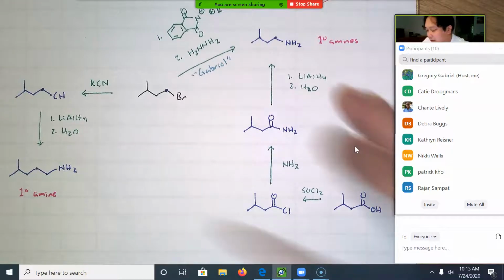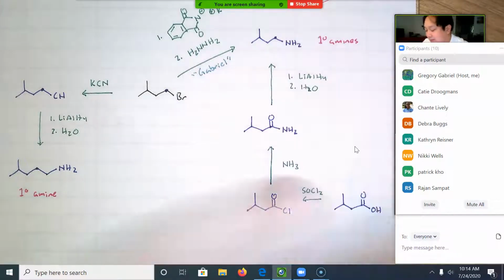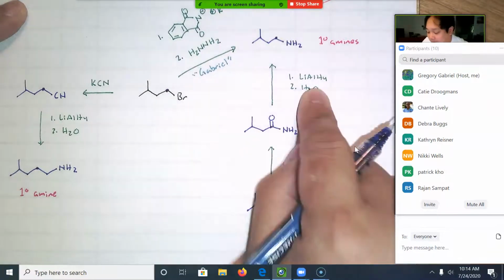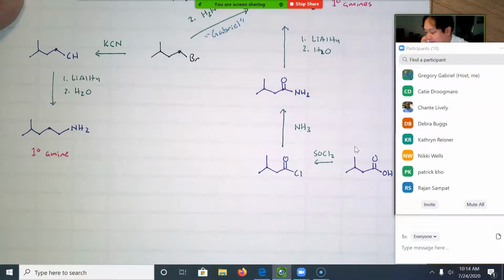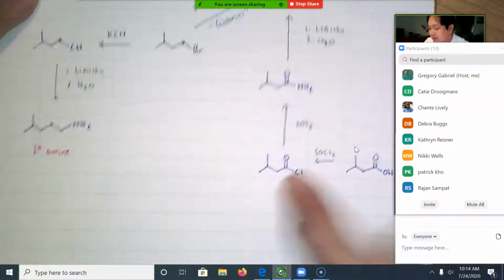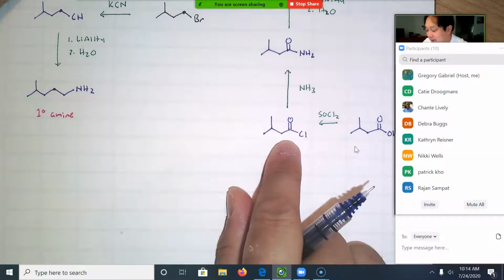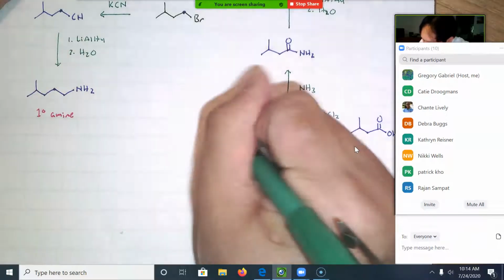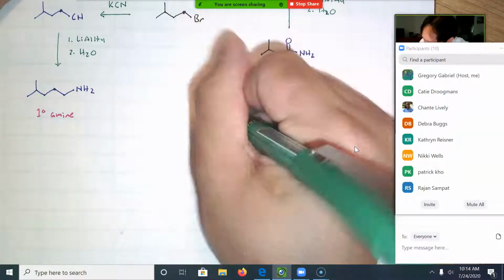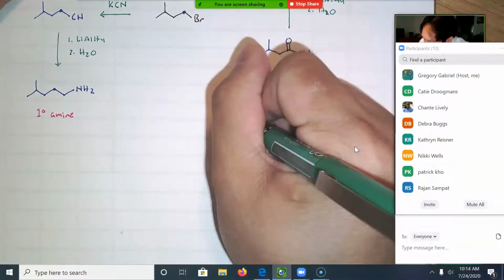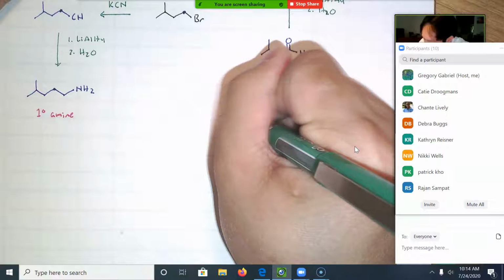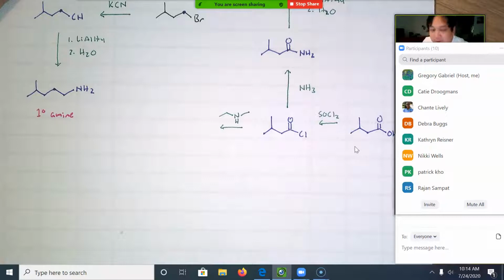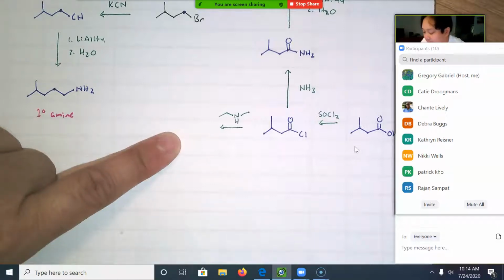What about secondary amines? What's the best way to make a secondary amine? The best way to make a secondary amine is to still go through the amide and do a reduction. So let me show you how I fit a secondary amine. Let's take this acid chloride and let's react it with a secondary amine. I already said secondary amine, so I meant primary amine, but let's do secondary amine. Okay. So what would the product of that be?